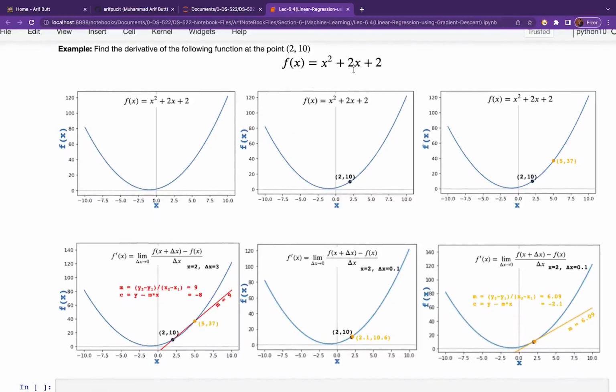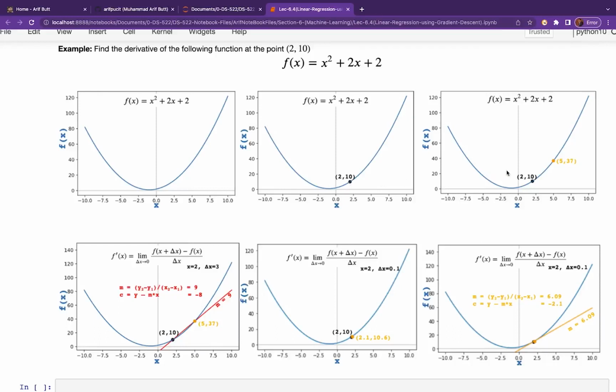Consider this function x squared plus 2x plus 2. This top left graph shows the graphical representation of this function. And suppose I want to calculate the slope of this function at x is equal to 2, somewhere over here. And if we substitute 2 in this function, we get f of x or y is equal to 10. So this is shown in this middle graph, 2 comma 10, x is equal to 2 and y is equal to 10. So this is the point.